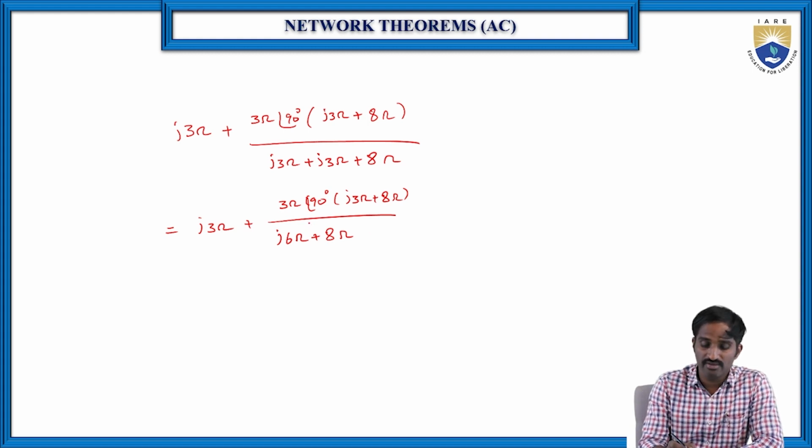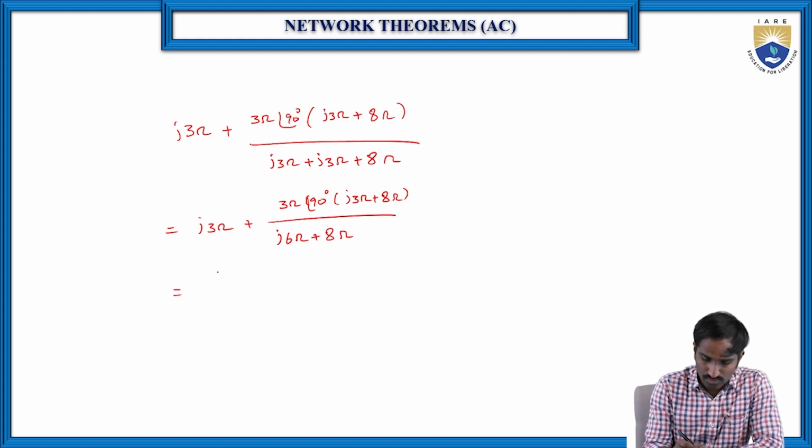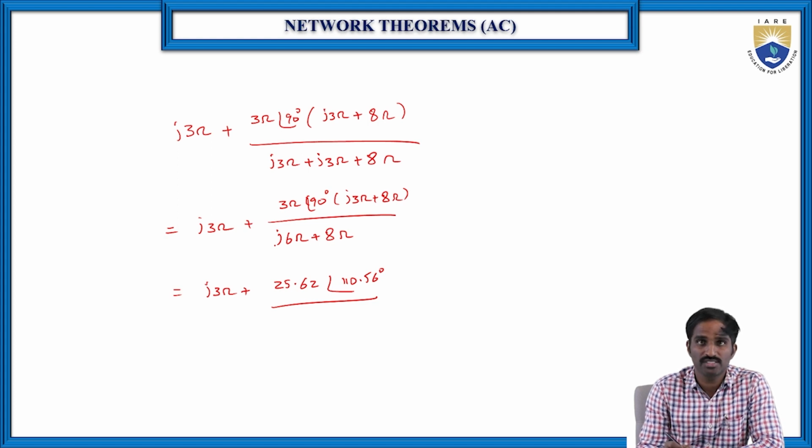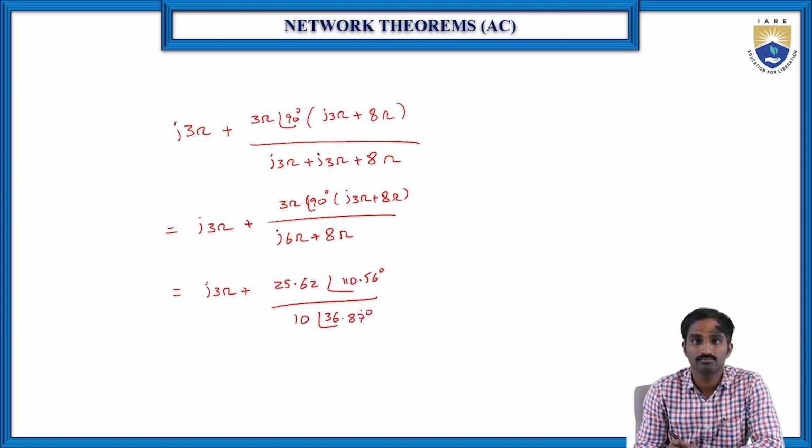So now I am converting everything into the polar form, except this j3 ohms. If you convert into the polar form and multiply, you will get 25.62 at an angle of 110.56 degrees, divided by j6 ohms plus 8 ohms, which I am also converting into the polar form. So here it will become 10 at an angle of 36.87 degrees.